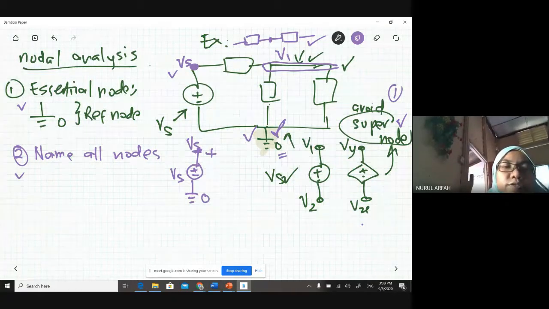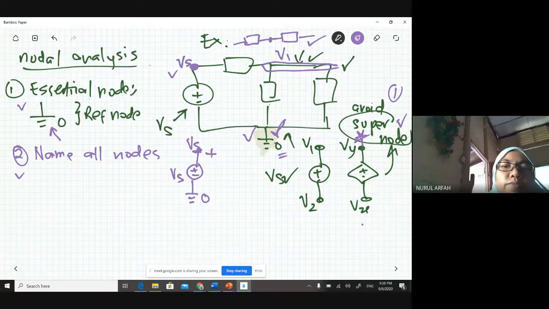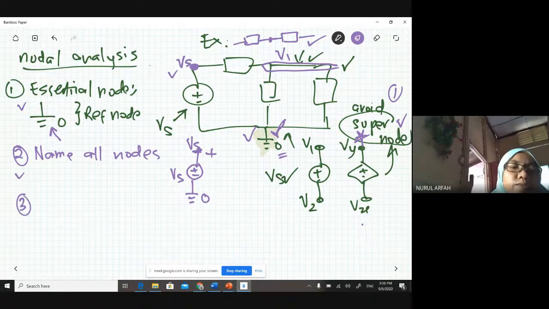So yeah, back to basics. First, assign the reference node. Second, you have to name all the nodes. But in your exam, usually they will give the reference point. So you straight away figure out, do you have your super node or not? If you do have, then you need to use a super node approach. What is a super node approach?